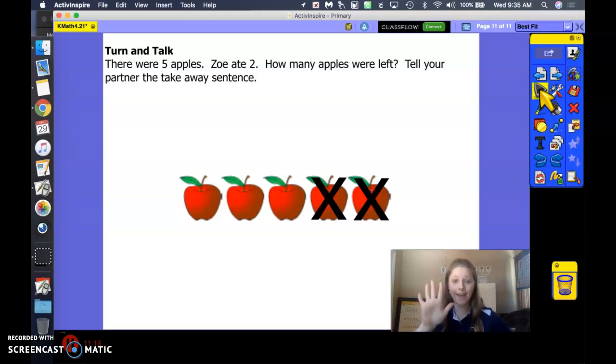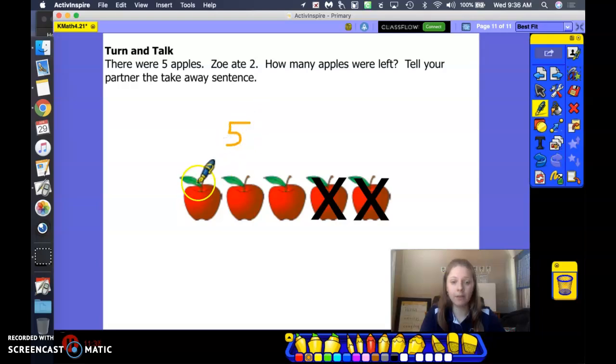All right, let's see if you can answer this problem for me. There were 5 apples. Zoe ate 2. How many apples were left? Tell your partner the takeaway sentence. So tell someone at your house what the story would be. And then you can write the sentence.